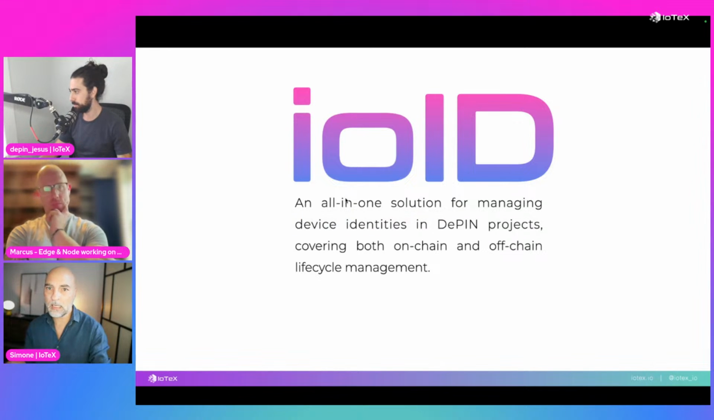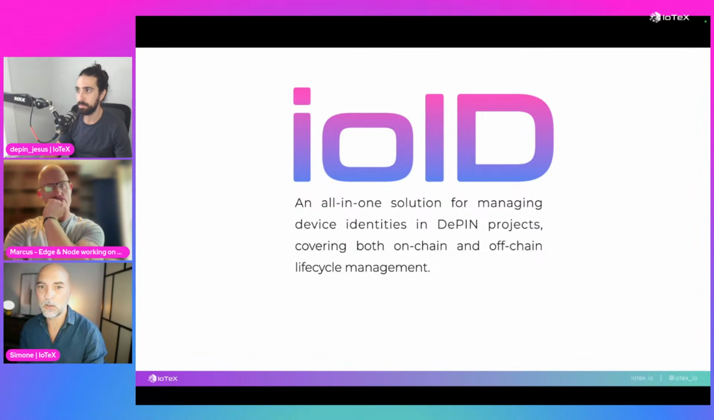So in IoTeX, each device of a DePIN project, whether it's a Wi-Fi access point, a weather station, or a car, is registered on the IoTeX blockchain through IOID, which is the IoTeX module dedicated to managing the identity lifecycle in a DePIN project, both utilizing on-chain components and off-chain components.